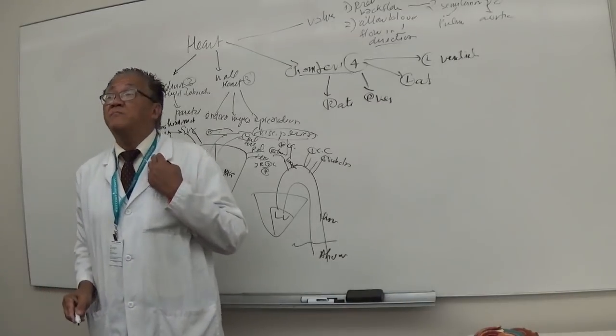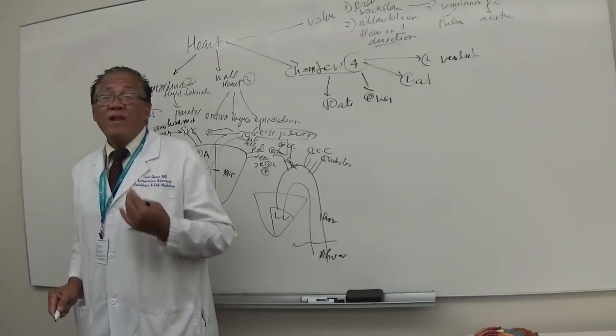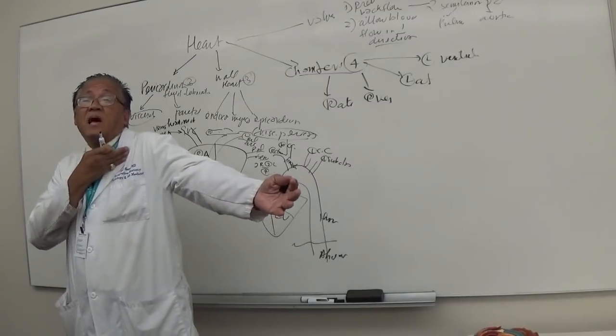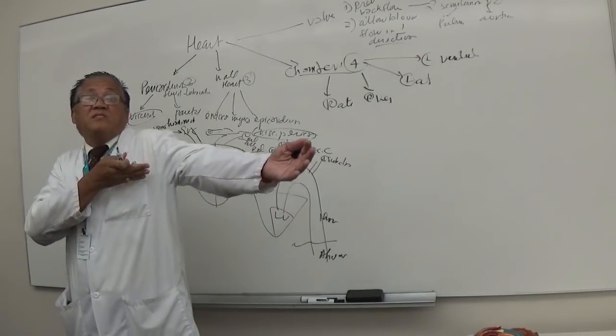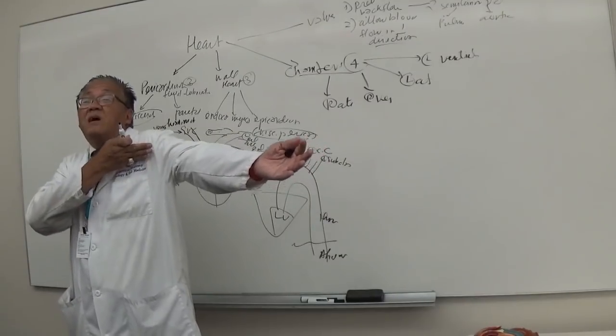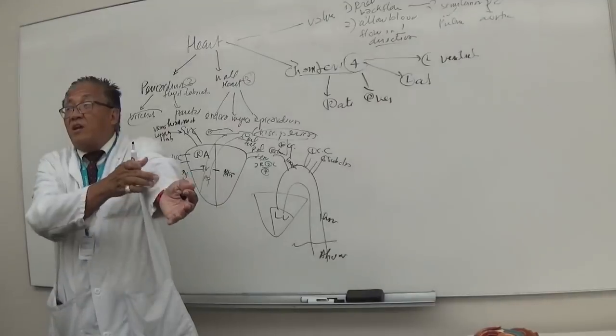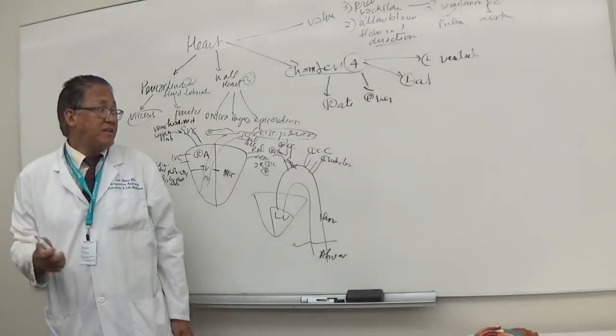Subclavian because sub means below the clavicle. What happens to the subclavian? The subclavian will change name. The subclavian becomes axillary because it's in the axilla. The axillary becomes a brachial because it's in the arm. Brachial means arm. Brachial divides into radial and ulnar branches, which makes sense.